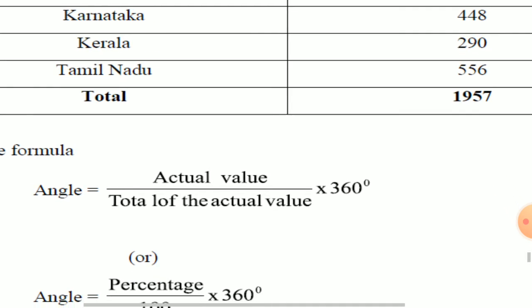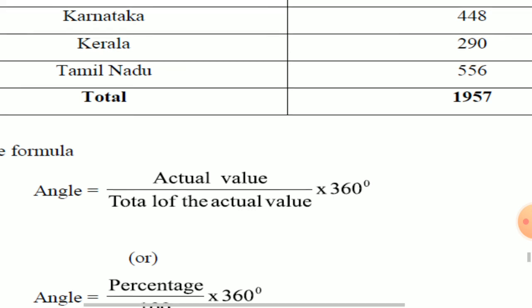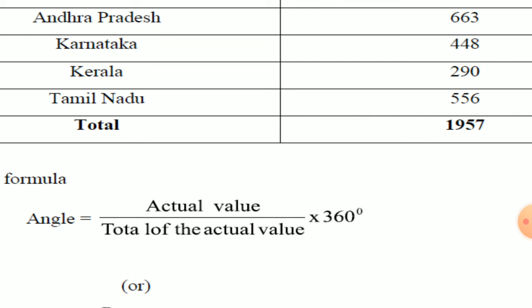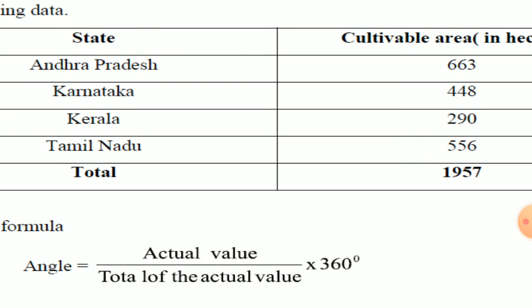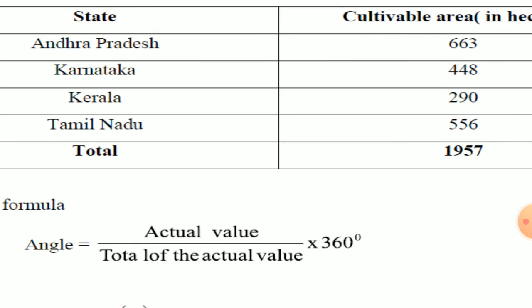So the angle is equal to the actual value divided by the total of the actual values, into 360 degrees. Here the total of the actual values is equal to 1957. Out of that, the value of each state, so 663 divided by 1957 into 360 degrees, we have to convert it into degrees.